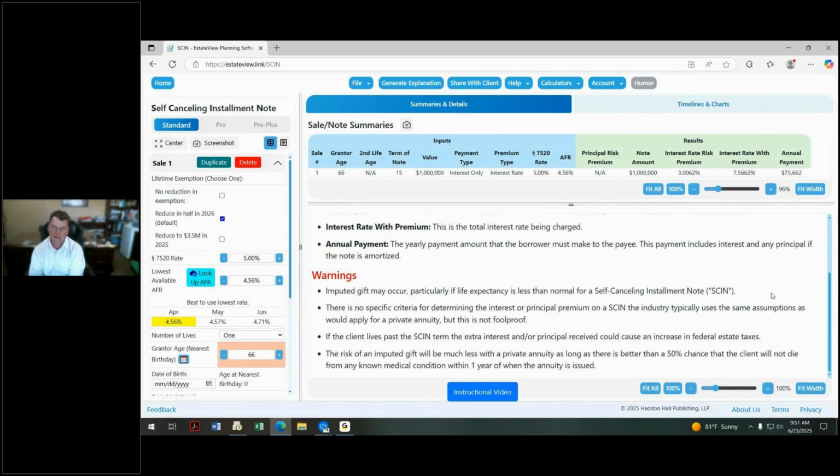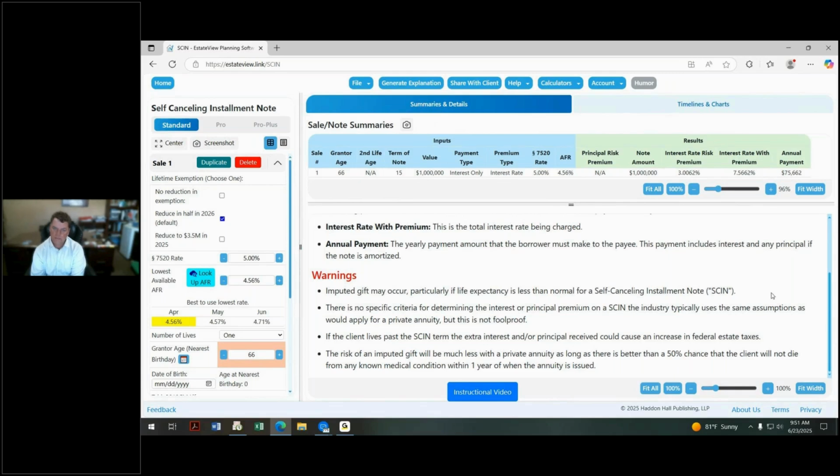With respect to the assumptions that we use for calculating the SCIN, it's important to note that there is actually no bright line clear test from the IRS regarding this. The rule of thumb that the industry uses is that we apply the same assumptions that we do to a private annuity for calculations. And that is how we come up with the number for the SCIN, the premiums. But again, it's not 100% foolproof, and it could be subject to challenge.